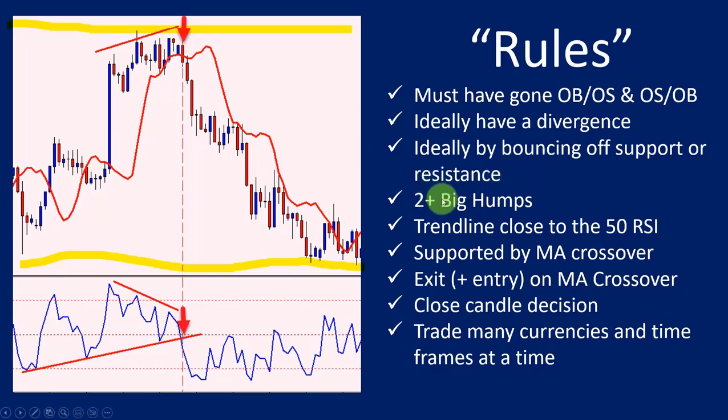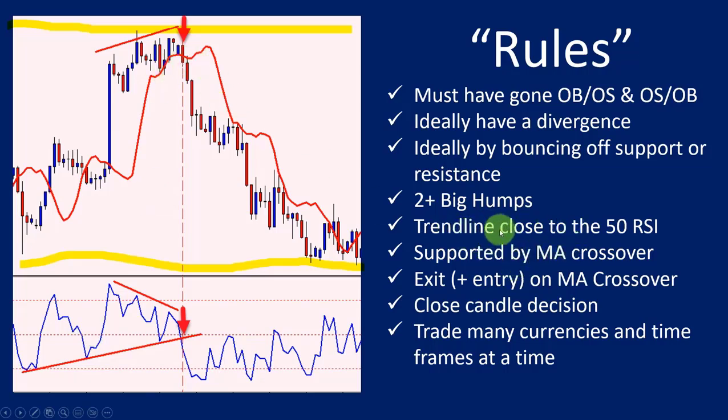Now, the other one that's very important is there must be two humps. That's a term that I've made up, but essentially there's a hump and there's a hump. Sometimes there are 3 humps, sometimes 4, but there must be at least 2 big humps, and there we have our 2 big humps. That means the price is really moving quite nicely in waves. So far the signal is meeting all those requirements.